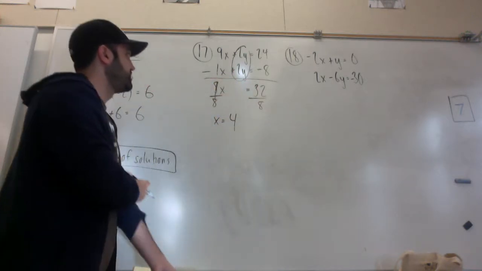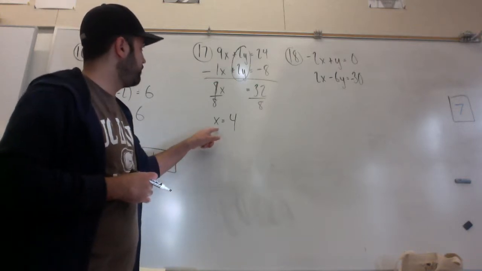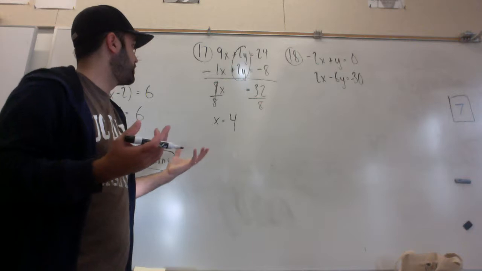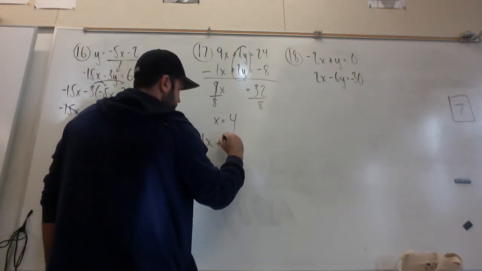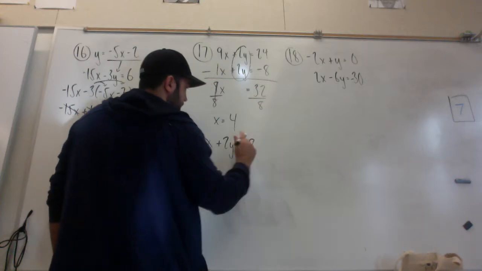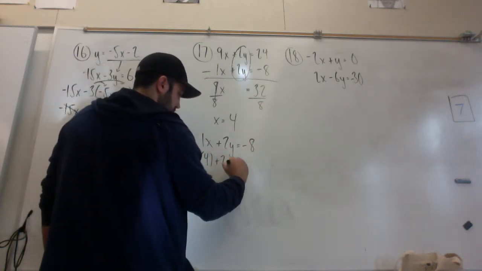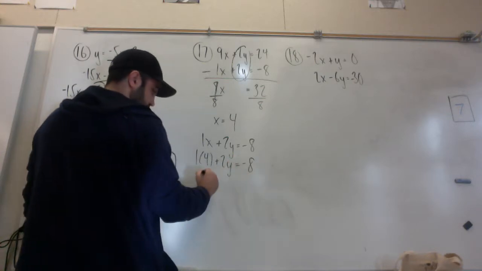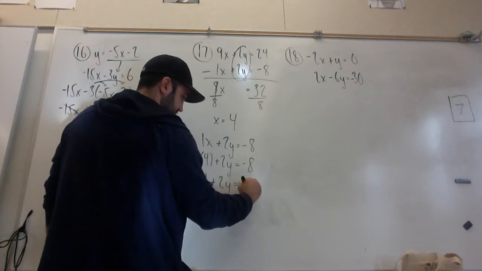All right, so x is 4. Now to get y, we need to substitute 4 into one of the two equations. It doesn't matter which one we pick. I'll use 1x plus 2y equals negative 8. So I'm going to substitute 4 in that spot, so it's 1 times 4 plus 2y equals negative 8. We get 4 plus 2y equals negative 8.